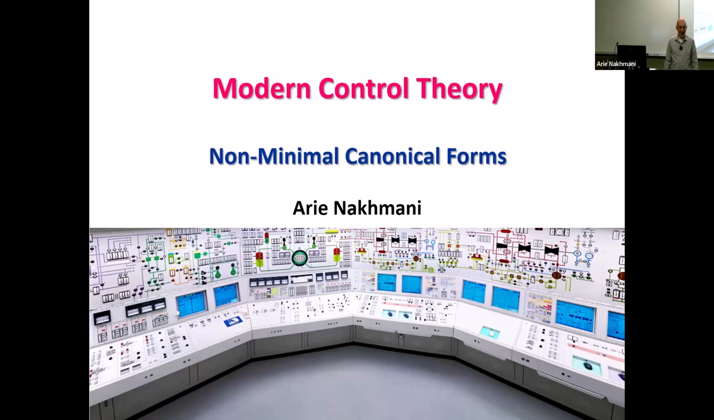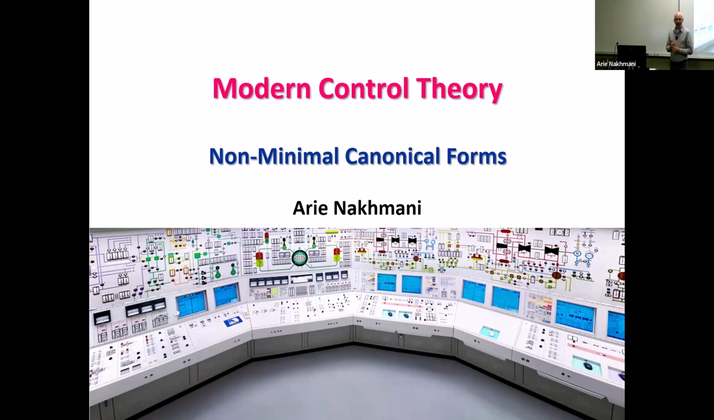Good. So we talked last time about observers. We talked before that about controllers. And we assumed that our system is always observable, controllable. So we can design any kind of controller or any kind of observer that we would desire for our system.